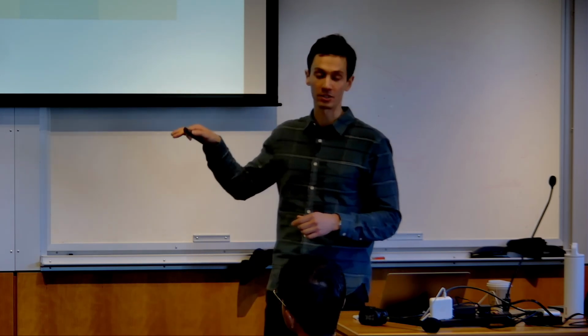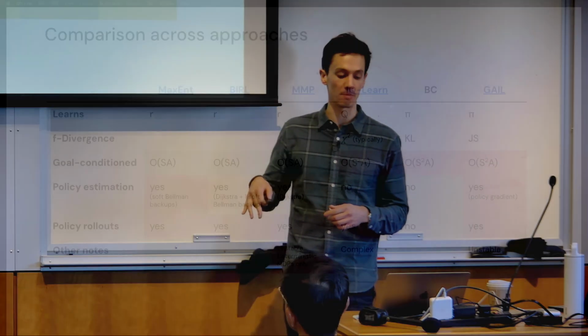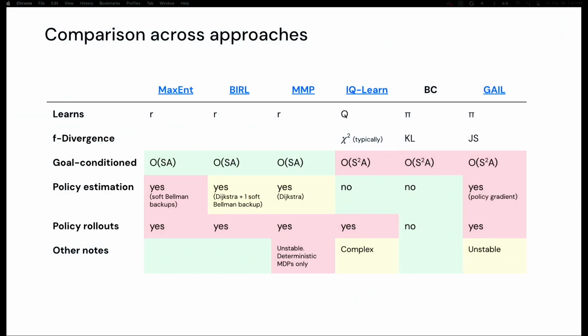So I'm going to skip over this. This is basically a table that summarizes all the different methods, and we can come back to it later if there are questions about the different pros and cons, but it's probably more of a reference than anything else.